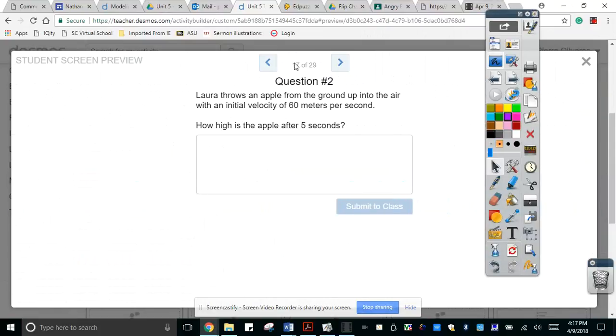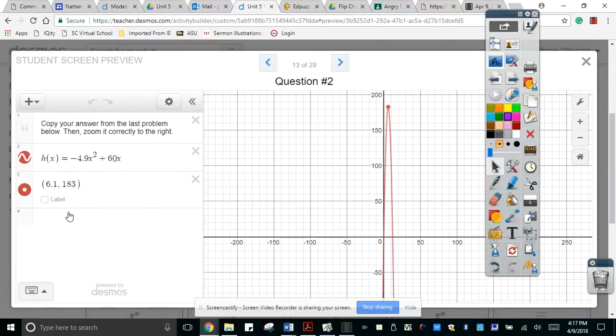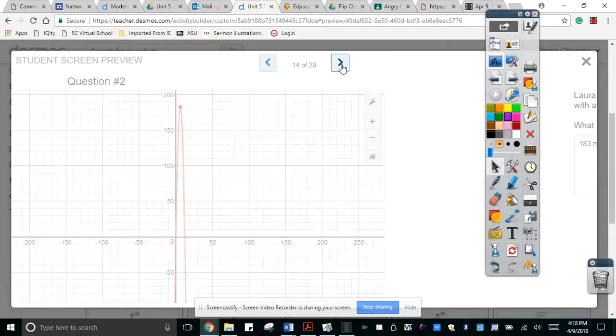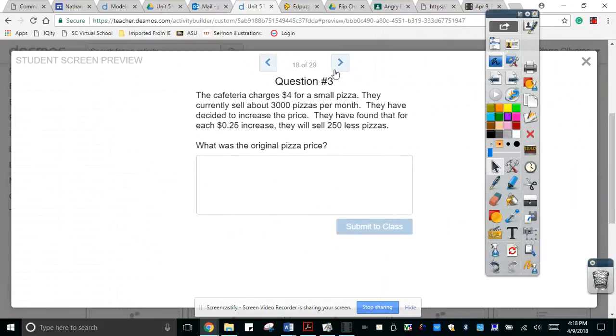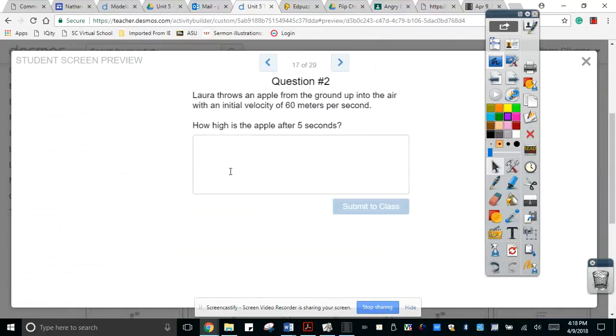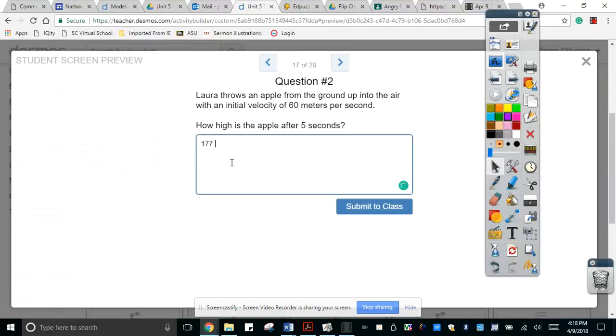And what's next? How high is the apple after 5 seconds? So what we do, we go here and type in h of 5 because that's 5 seconds. The answer will tell you over here is 177.5 meters. There you have it.